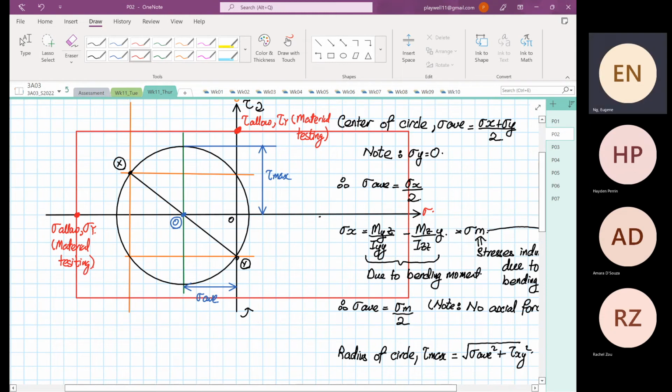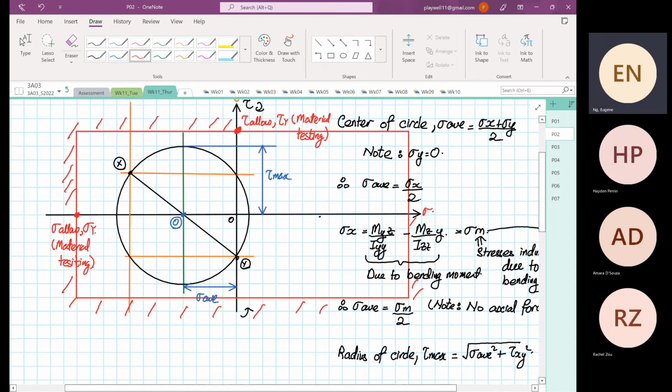Okay, so this circle, as you all know, we've done this last lecture, cannot be bigger than this rectangular red box, right? It cannot be in the shaded region. That is why I have to teach 3D Mohr's circle first, then I can teach your shaft design. Okay, you all now understand this.